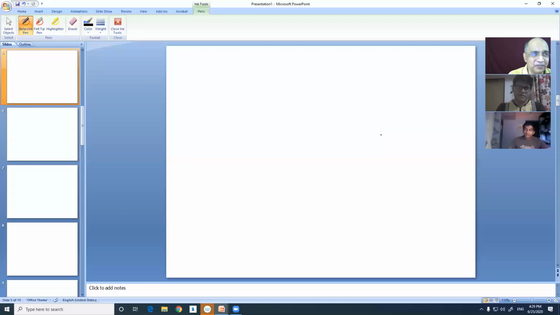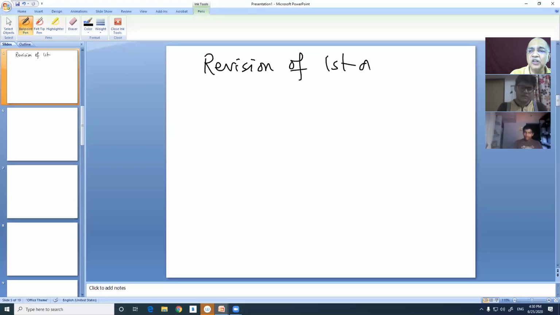We shall first revise what we did in first order and second order reactions. We had done extensively, including the graphs. So let us revise the first order. Just write down in your copies: revision of first order process.